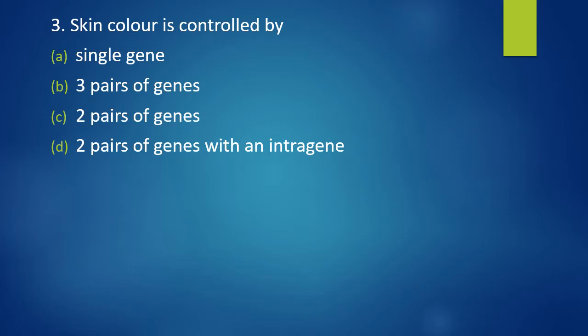Question number 3. Skin color is controlled by single gene, 3 pairs of gene, 2 pairs of gene, or option D, 2 pair of genes with an intragene. Skin color is controlled by. The correct answer is option B. It is controlled by 3 pair of genes.